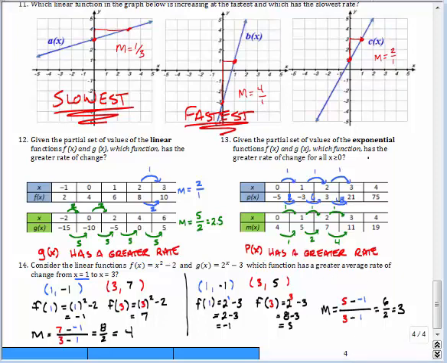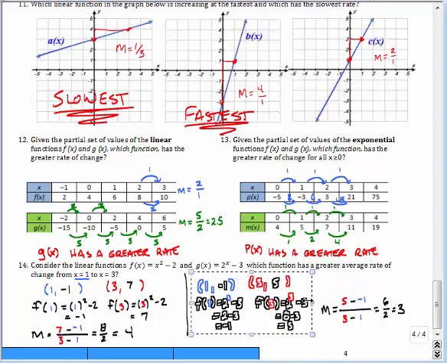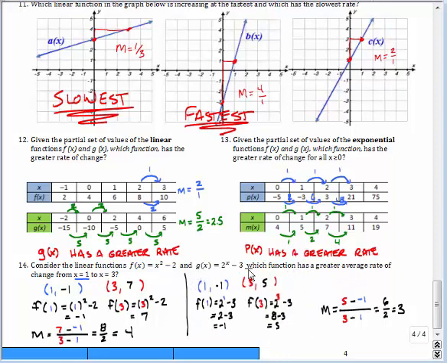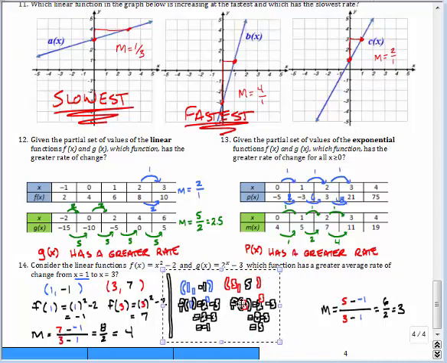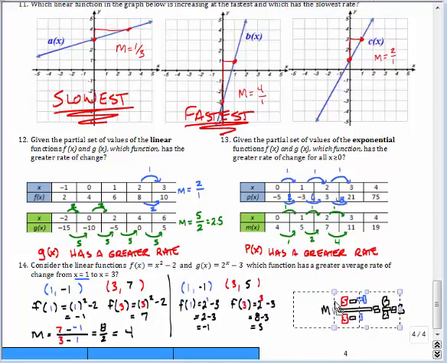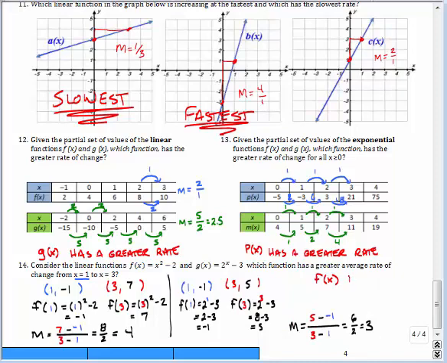So let me make this a little smaller so I have enough room to state that. So f of x has a greater average rate of change.